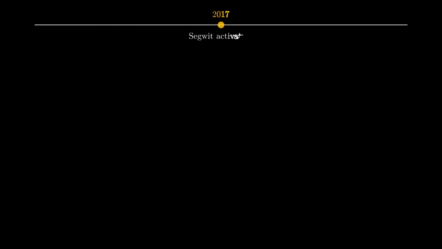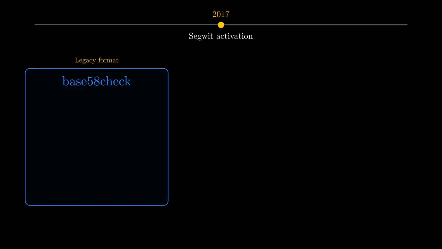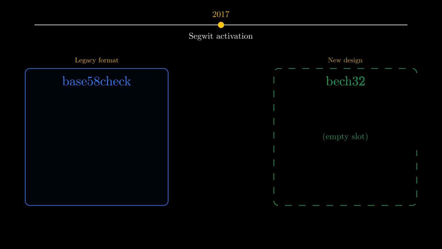Segwit activated in 2017. Segwit, short for segregated witness, moves signature data into a separate part of the transaction and introduced new output scripts. Wallets had to upgrade their code anyway to support these scripts, so developers seized the moment to redesign addresses from the ground up.